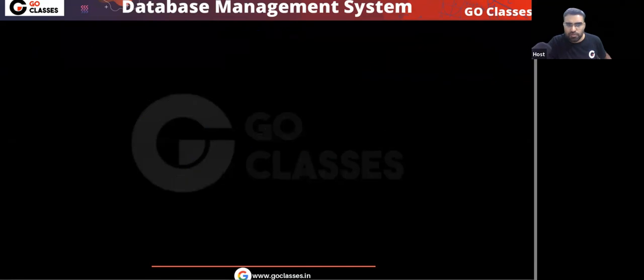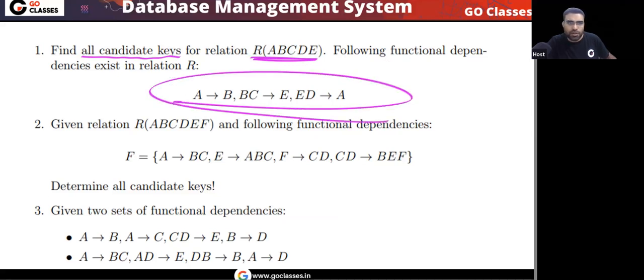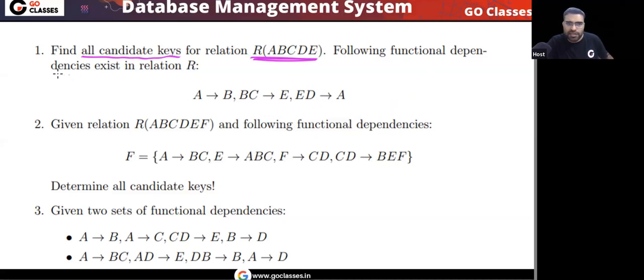So let's move on now. Tell me the answer for this question. Three questions are given to you. All these questions are standard questions from standard universities. So let's see the first question. The first question is asking us to find all the candidate keys for the relation A, B, C, D, E, with the functional dependencies that exist in the relation R given to you.